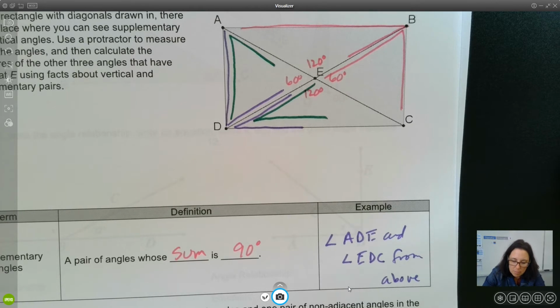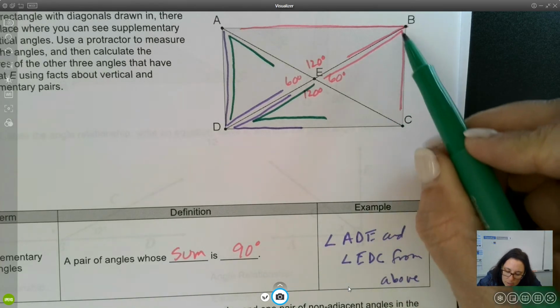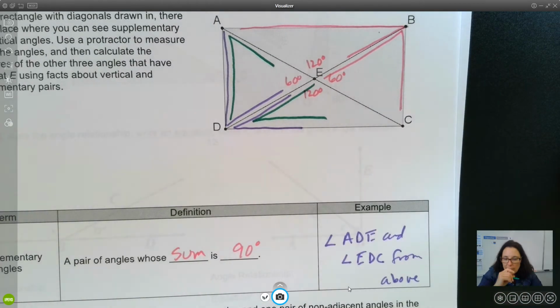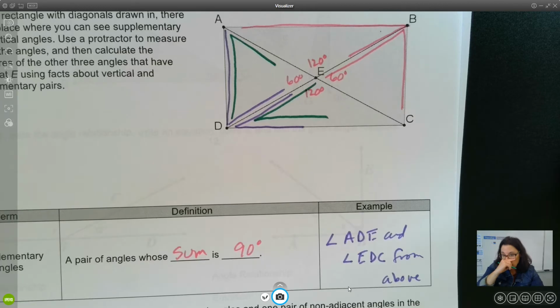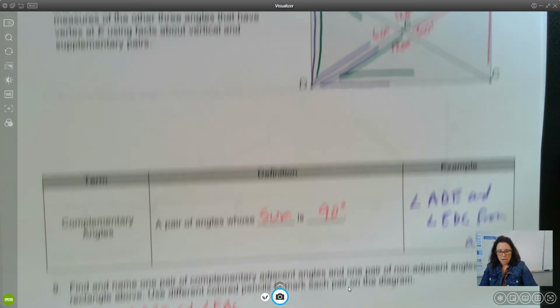Keep in mind, do you see skinny, big, skinny, big? Any skinny with any big is complementary. But they may or may not be adjacent depending on if they're next to each other or not. All right, so that takes care of that page.